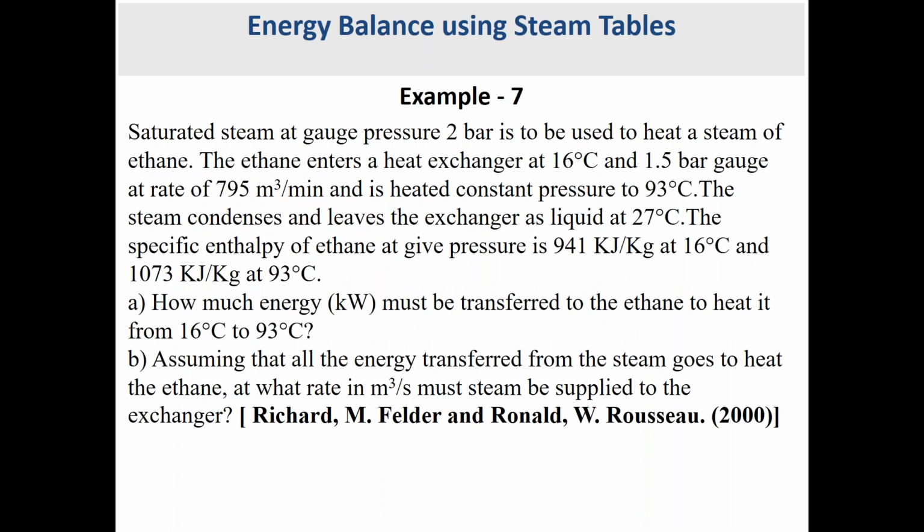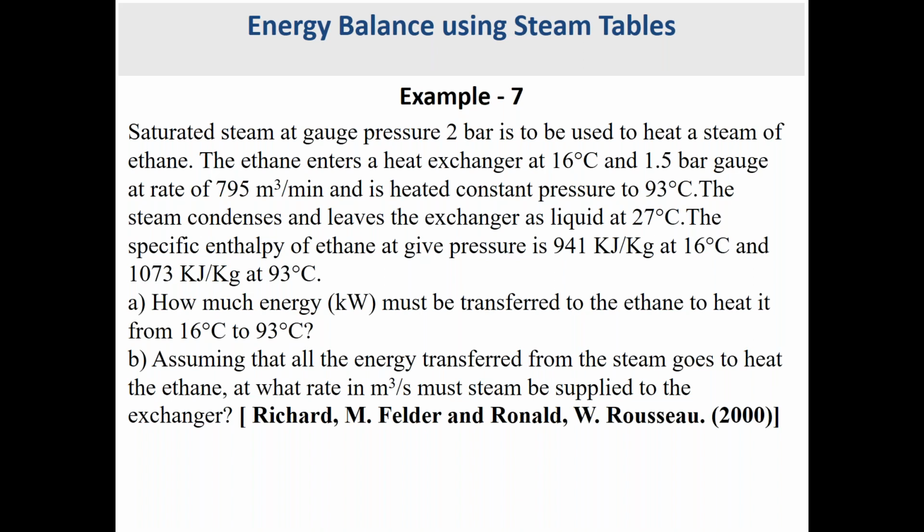This example is talking about two components, because as I am reading this question, you will see there are two different components involved in this facility. Saturated steam at gauge pressure of 2 bar is to be used to heat a stream of ethane. The ethane enters a heat exchanger at 16 degree and 1.5 bar gauge at rate of 795 meter cube per min and is heated at constant pressure to 93 degree.